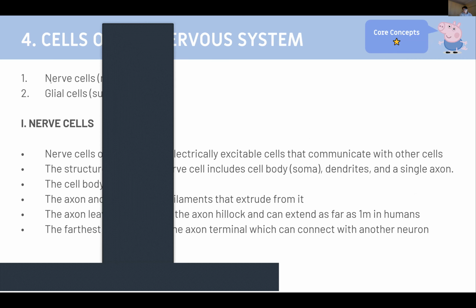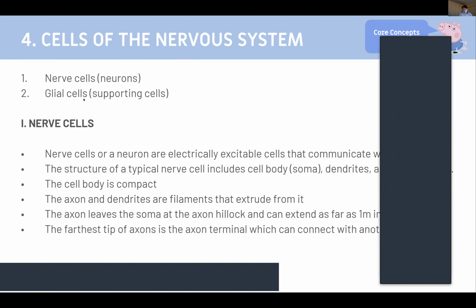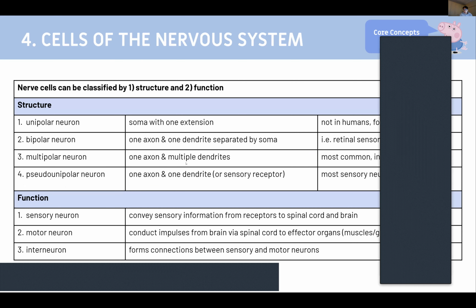So I'll briefly go over this. This isn't too important at the moment. Cells of the nervous system have two main types of cells: nerve cells and glial cells. For today, we'll mostly be focusing on the physiology of nerve cells. You can have a read over these in your own time.